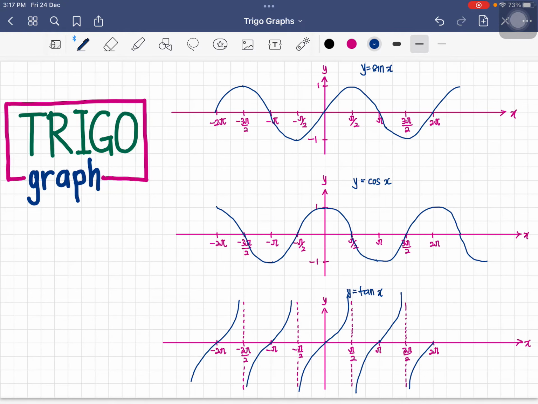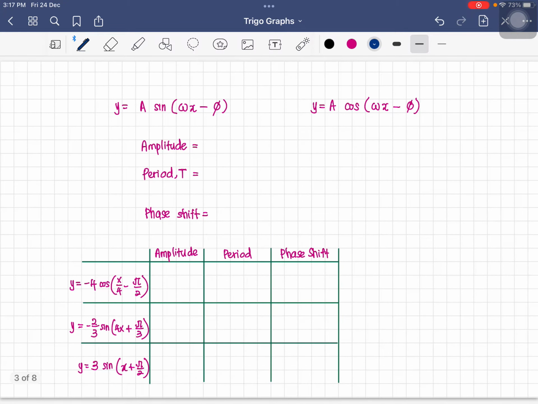So let's now do something quite new for you. Suppose you have y equals a sine of omega x minus phi. This is the graph of sine in general form. And for cos, a cos of omega x minus phi. We should note that this a is the amplitude. If it is negative, it should be made positive. So the amplitude is always the modulus of a. No matter what the value of a, it should be positive.